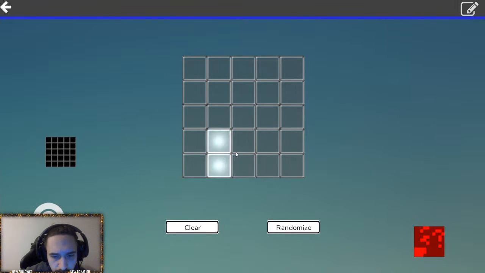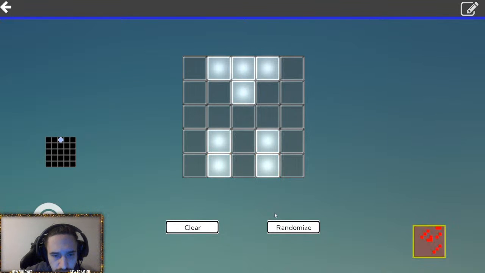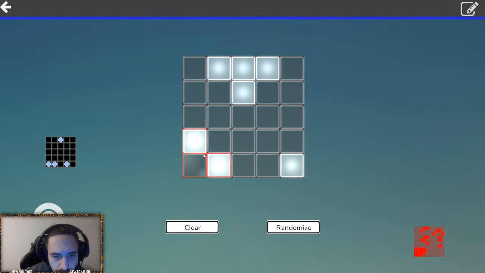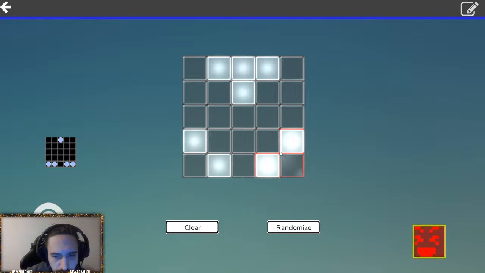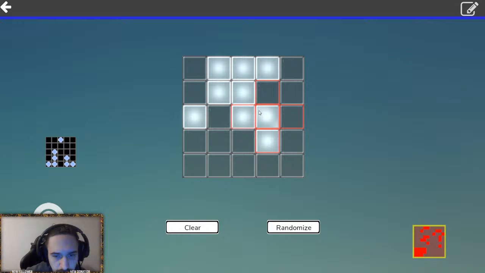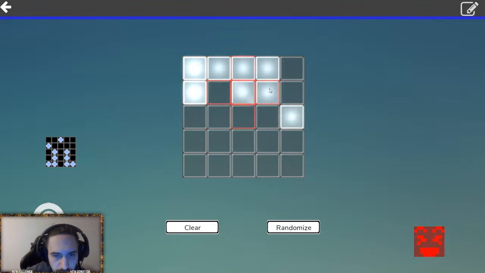Has that changed by circumstances at all? That's normalized. Nope. I can't solve this trash. Let's look at my notes. So it's a W. Or just a box around the center. Okay.